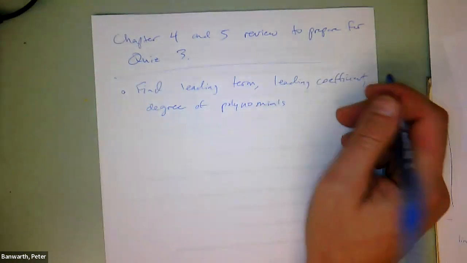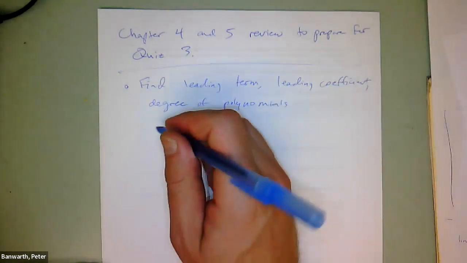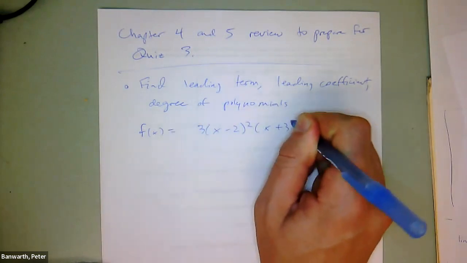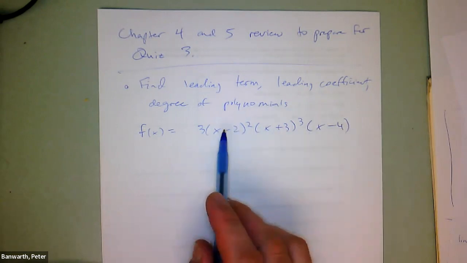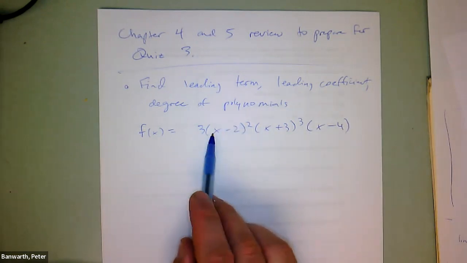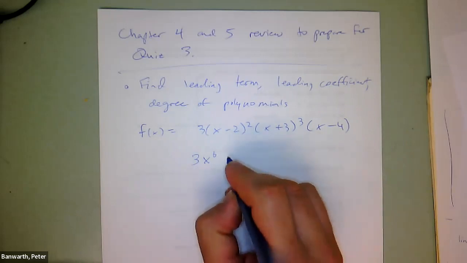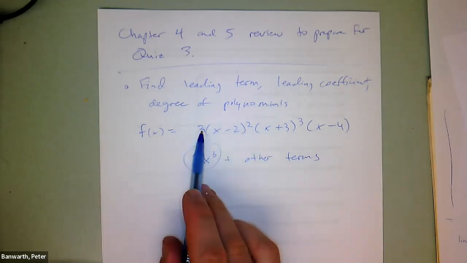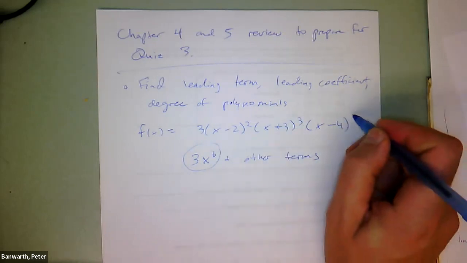I don't want to take the time to remind myself what section all of these pieces are from. So as an example, I could have a function that looks like this, and I want to know the leading term. Well, I don't want to have to multiply it all out, but if I thought about multiplying it out, I'd have an x squared times an x cubed times an x, which would be an x to the 6th, times a 3 plus other terms. And that's my leading term. There's my leading coefficient, and the largest power I get by adding the 2 plus 3 plus the 1.